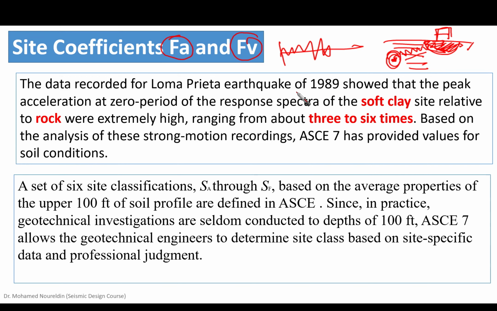This was evident in the Loma Prieta earthquake in 1989. They found and recorded something very unique. They found that when they have structures with soft clay underneath and other structures with rock underneath, the soft clay sites relative to rock were extremely high. The impulse or the magnitude was extremely high, ranging from 3 to 6 times, even with the same earthquake and with the same distance.